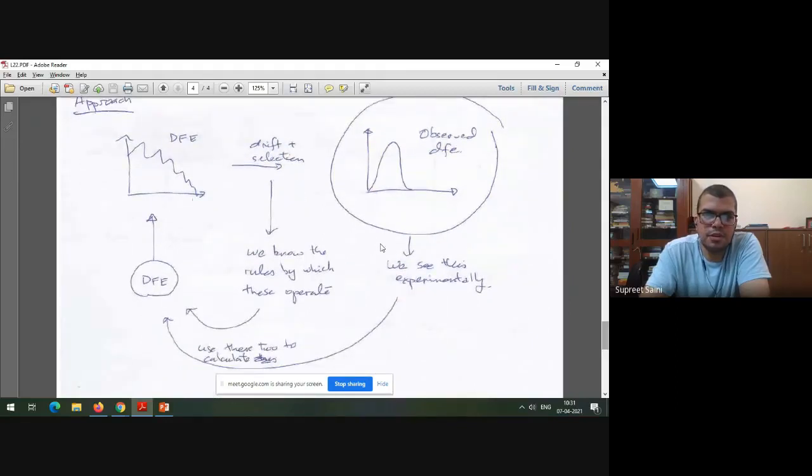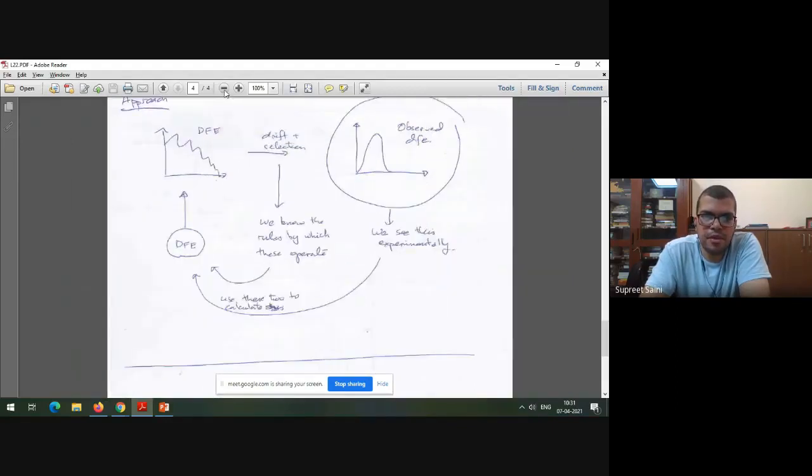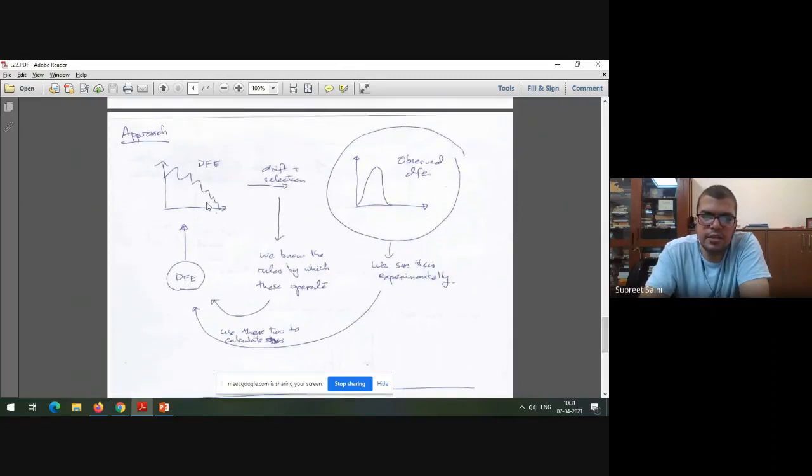Now, this is the approach. What they are saying is that there is an underlying DFE, okay? And just stop me if I don't make sense here. There is an underlying DFE. I have no idea what that distribution is, and this is the distribution that I want to find.